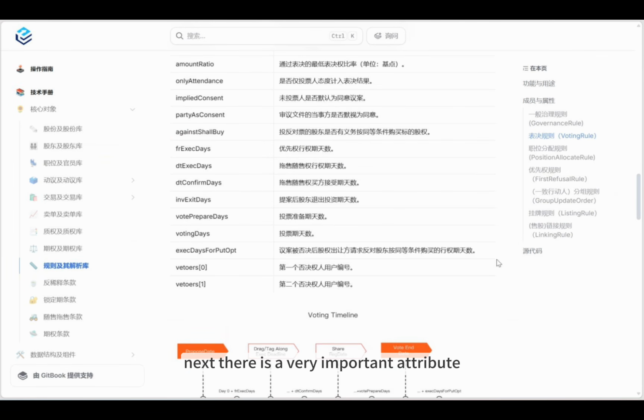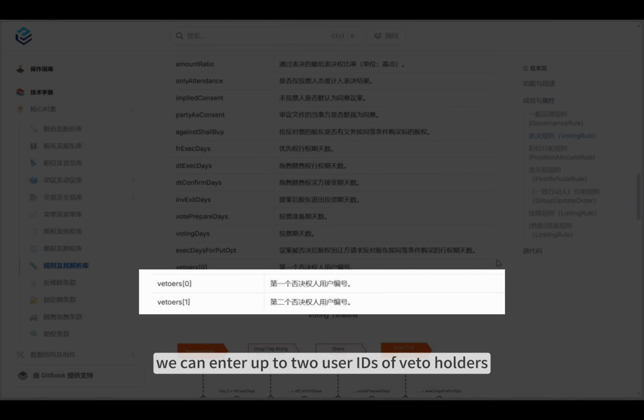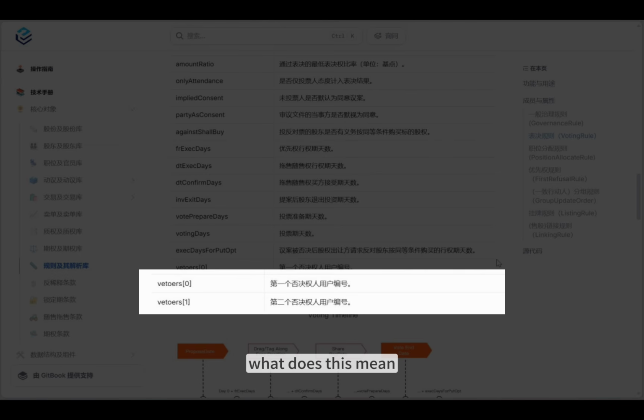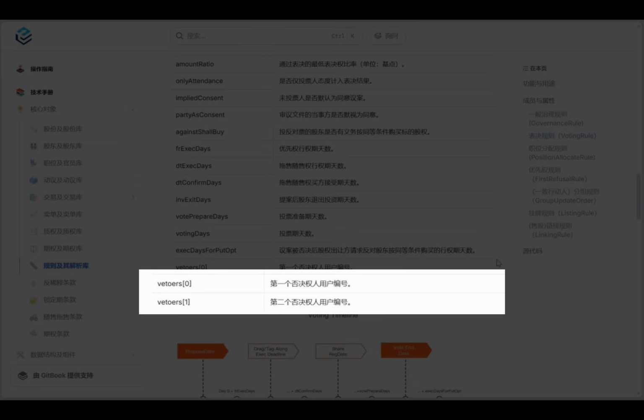Next, there is a very important attribute, the user IDs of the veto holders. In each voting rule, we can enter up to 2 user IDs of veto holders. What does this mean? During the deliberation of a specific proposal, if the right holder corresponding to this ID casts a negative vote, then no matter how others vote, regardless of their voting results, the proposal is directly rejected.